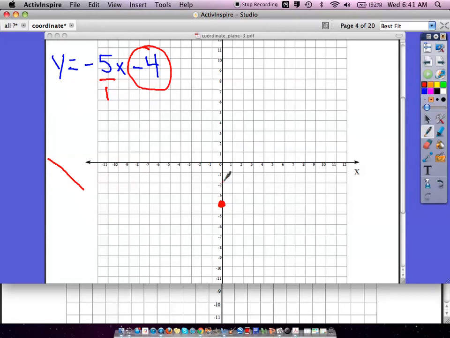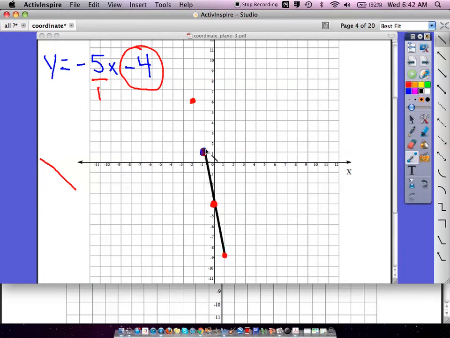So if I go up 1, 2, 3, 4, 5, and then I'll go left 1. And once you have that, you can go the other way: 1, 2, 3, 4, 5, right 1. And now we have our line right there. So now all I would do is connect the dots all the way through here, and we've got our line. That's really all we need to do.